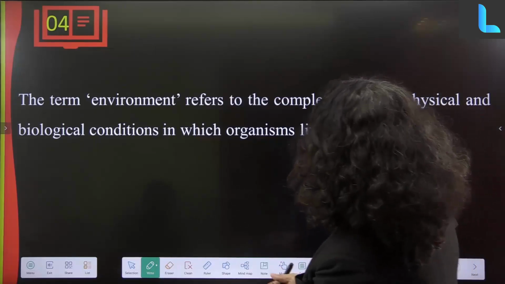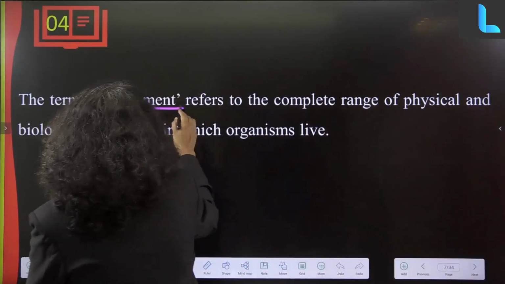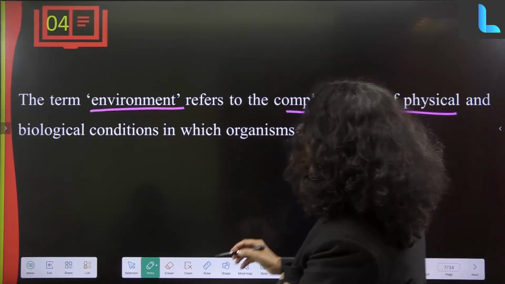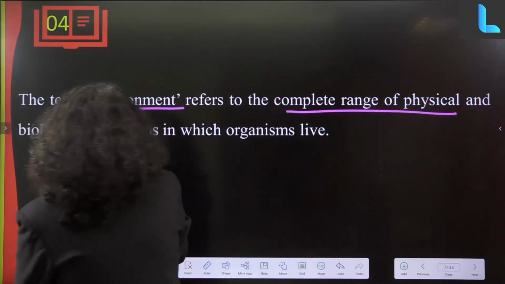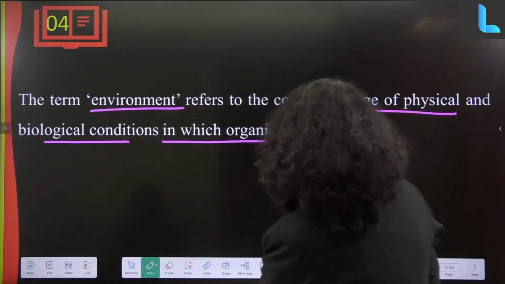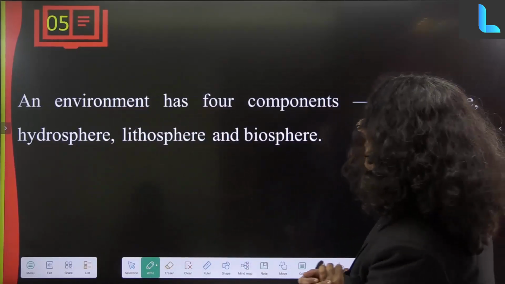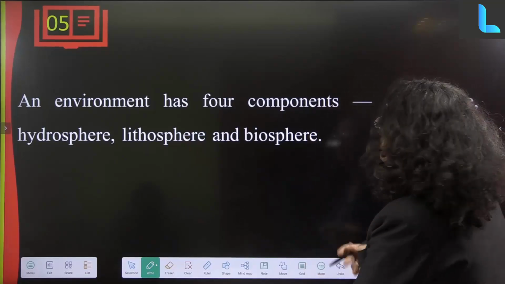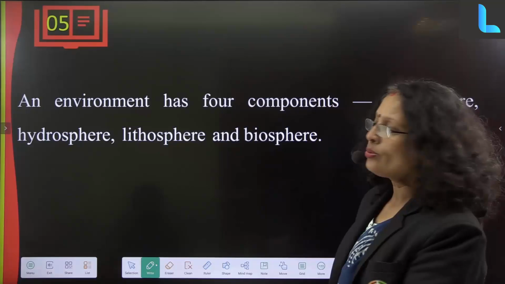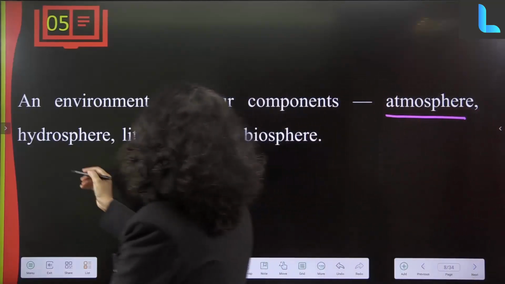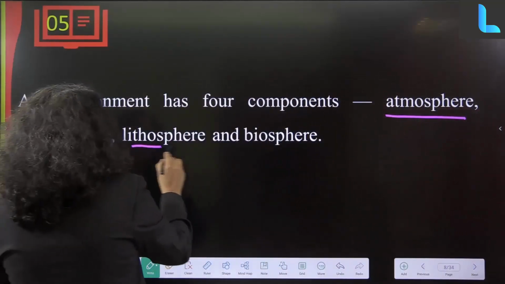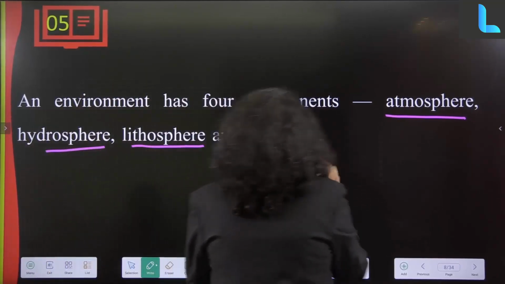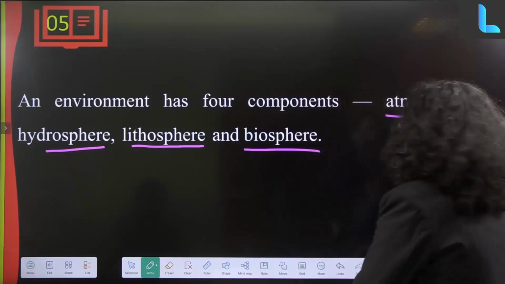minerals. Now the term environment. What do you mean by the term environment? It refers to the complete range of physical and biological conditions in which organisms live. Then environment has four components: we have the atmosphere where the mixture of gases is present, the hydrosphere where the water bodies are present, the lithosphere where there is land mass, and the biosphere where there will be organisms, like this.